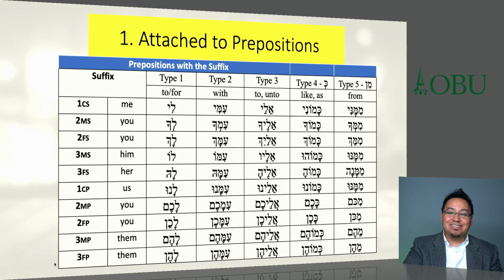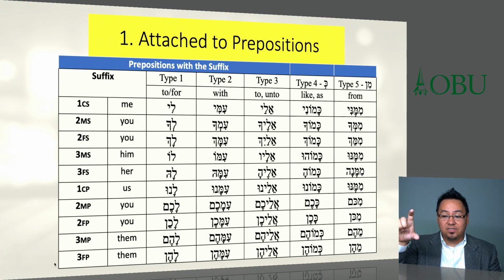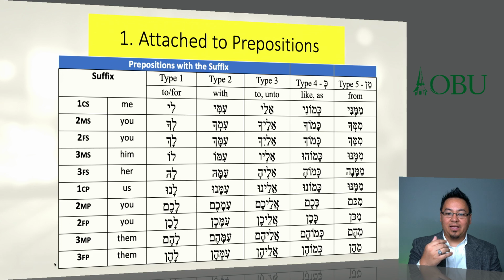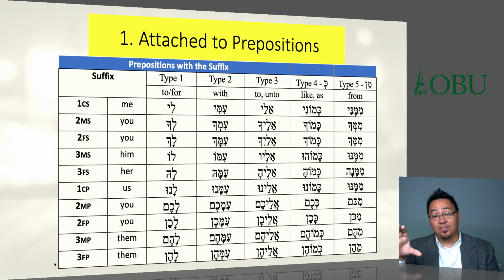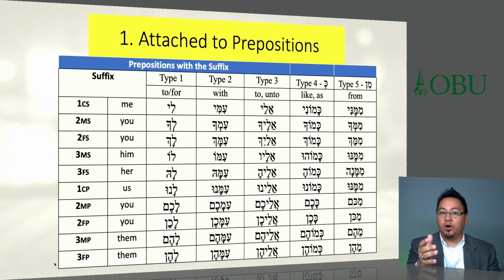If you add the letters to the backside of these prepositions, suddenly now you have to me, li. We have imi, with me. We have eli, unto me. We have kemoni, right? Which is like me. We have mimeni, which is from me, okay? So we have the ability to add the Joseph principle letters that we discussed on the verbs to prepositions. And so then it's to you, to me, from you, from them, to them. And so you have to memorize.